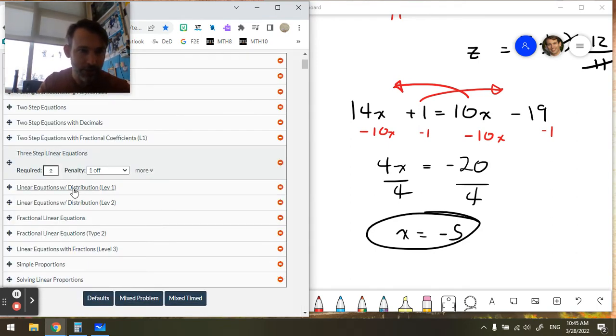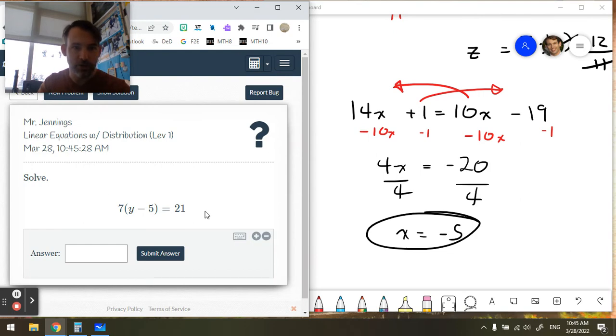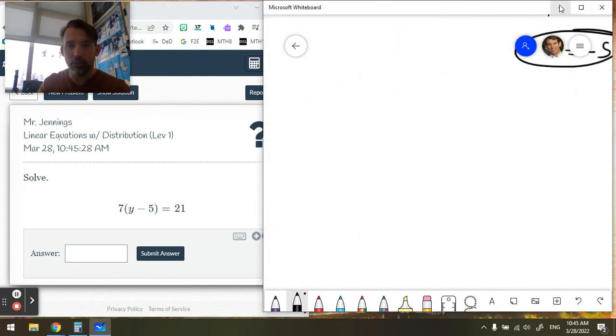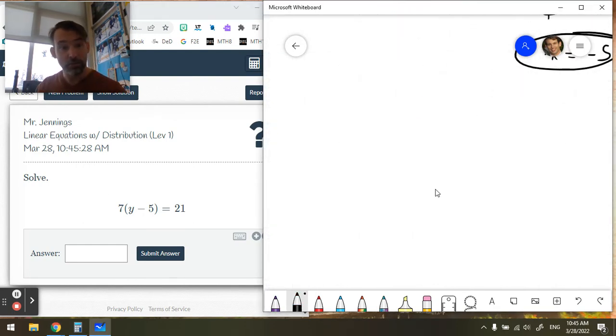Here is, that was 3 steps. This is linear equations of distribution. All right, so now we got to distribute the 7 in before we figure out that, there's 35. Why do I love to do them in my head so much? It's 56. Y is 8.